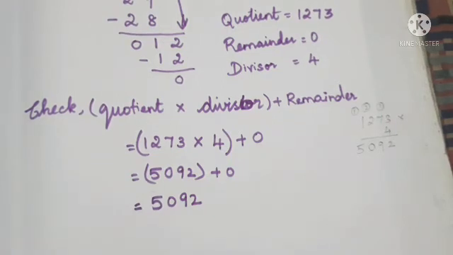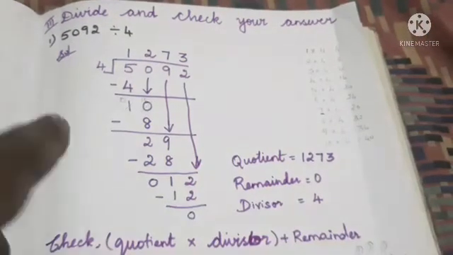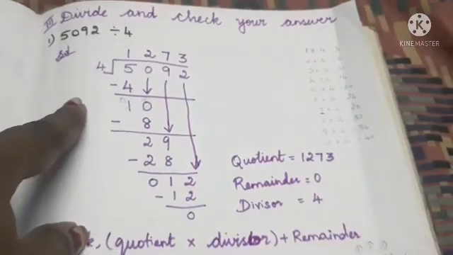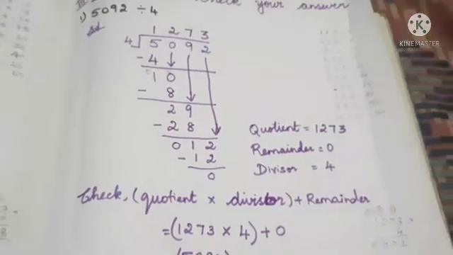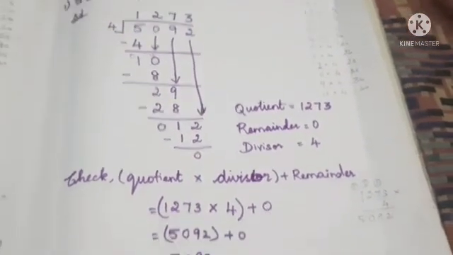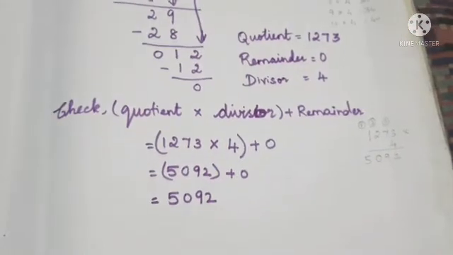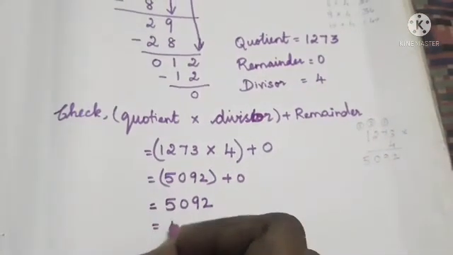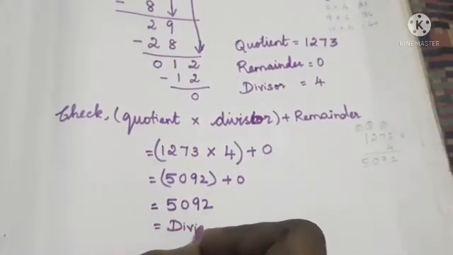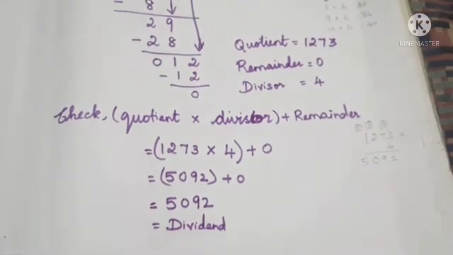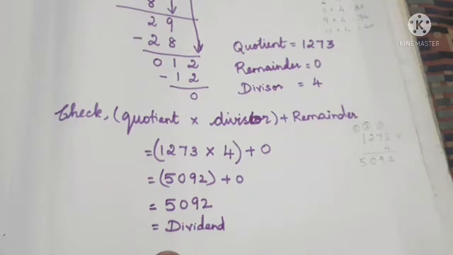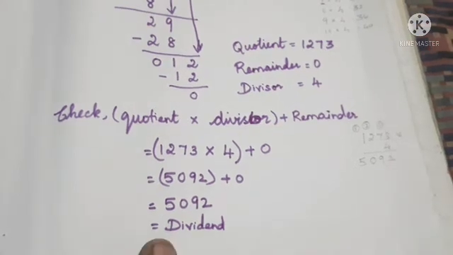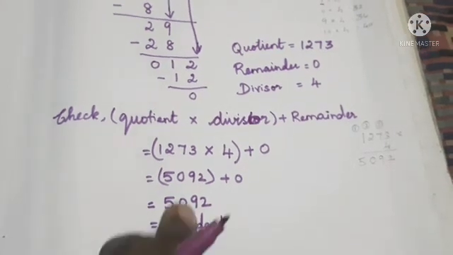What is this 5092, ma? Look at the question. Yes, 5092 is our dividend, isn't it? 5092 is our dividend. So from here we can write we got the dividend. If you got the dividend, we can say our answer is correct. Okay, so we have divided the number and we checked the answer and we got the correct answer. Understood? This is a formula.